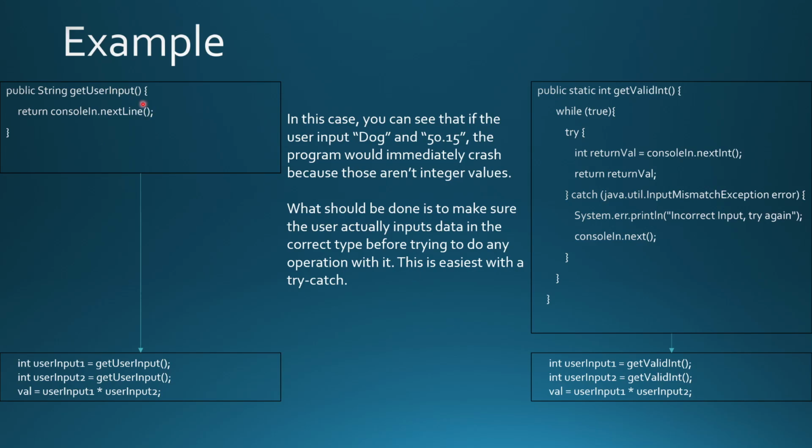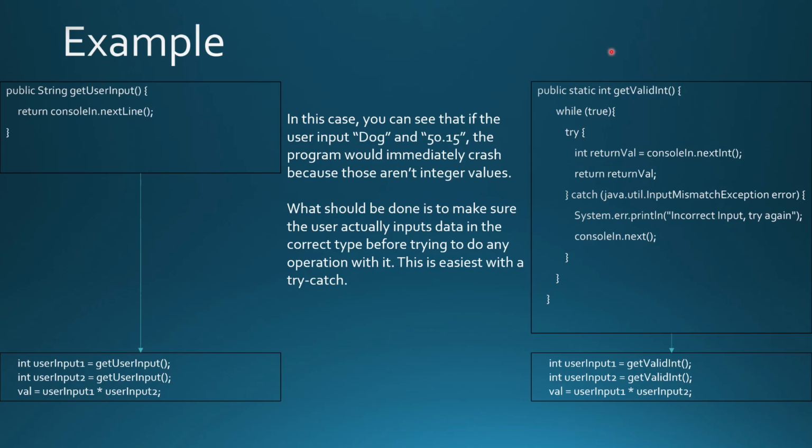So I've got a class over here called getUserInput, and all it does is return the next line from the console input. You can see I'm getting user input here as 1 and user input here as 2, and then I'm trying to set a value to multiply those two. I want this value to be those two multiplied. If a user input hello instead of a number for this, it would return hello and try to multiply that by the other input, and that would just cause the program to crash. You've got all kinds of errors in this.